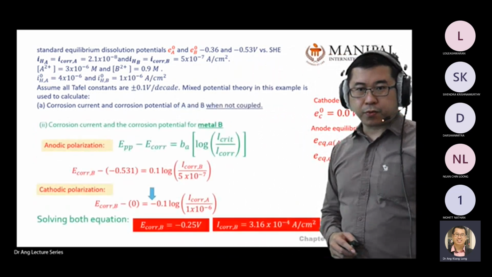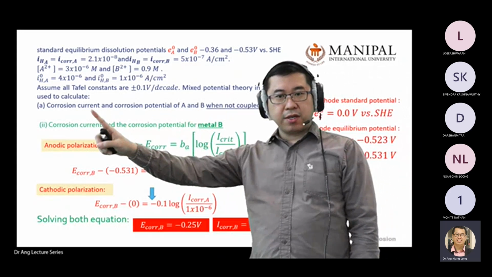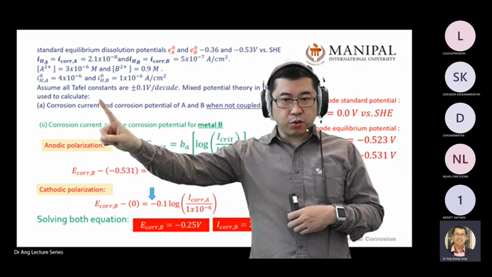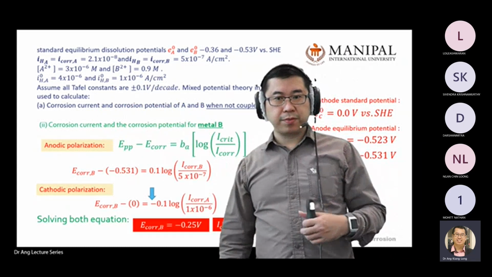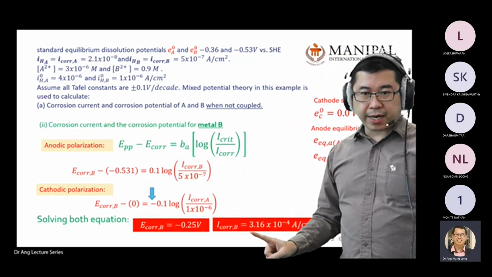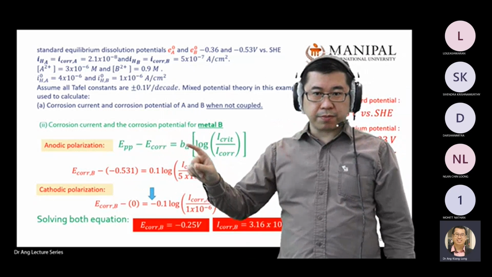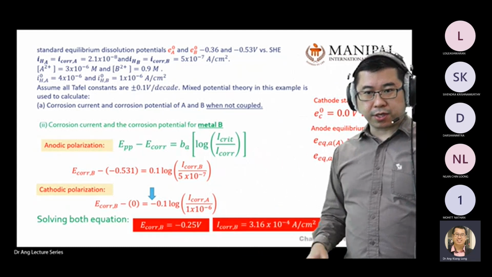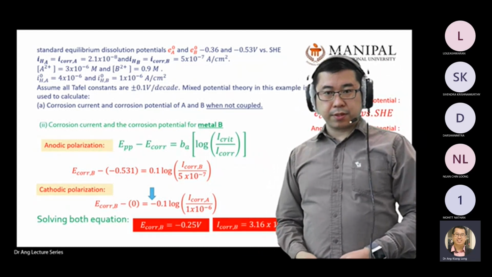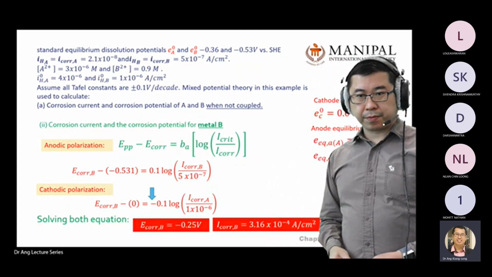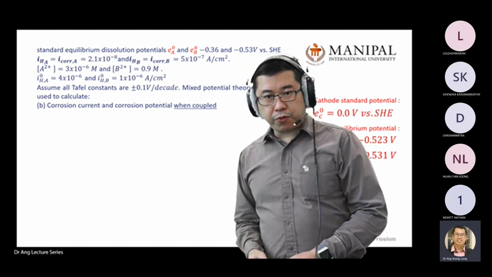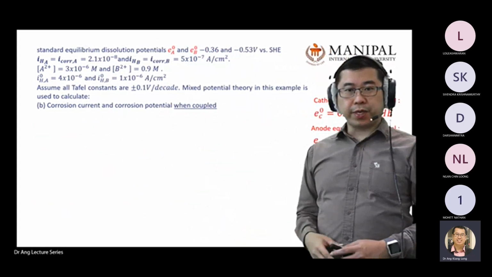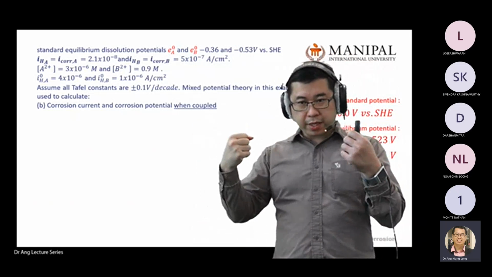Okay. We have done section A, when both A and B are not joined together. So we define the corrosion current, I corrosion, and the corrosion potential, E corrosion. Okay, we define the corrosion current there. We move to a new case here, where we have B, where two metals join together.